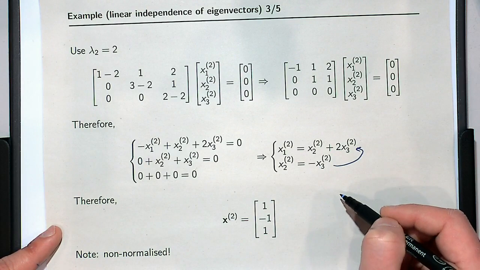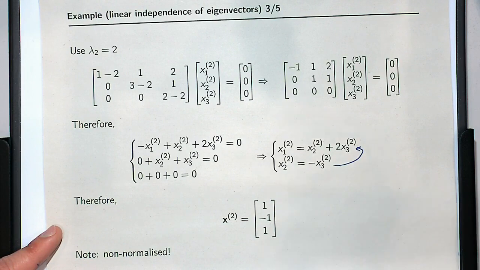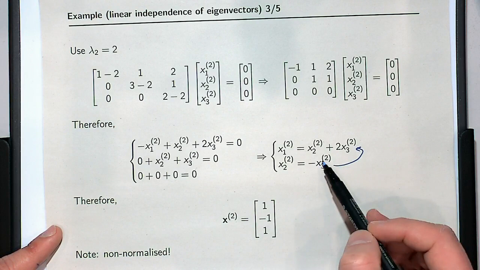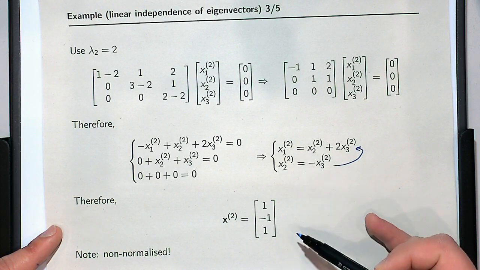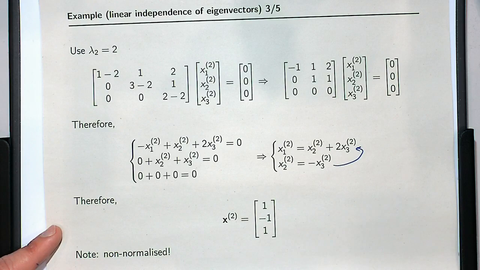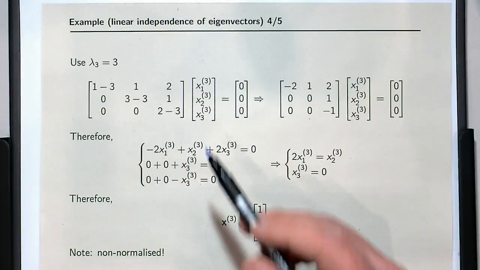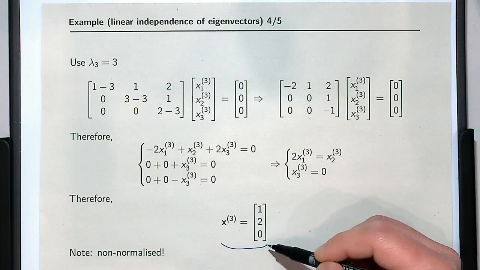But as I said, it's an underdetermined system. We have 3 unknowns, 2 equations, so we have to assume one value for one of these components. So I assume x1 to be 1, and I can calculate the x2 and x3 values. But be careful, in this case, I didn't normalize the vector. And I will go to the third eigenvalue, and the same story. So I will calculate the third eigenvector.